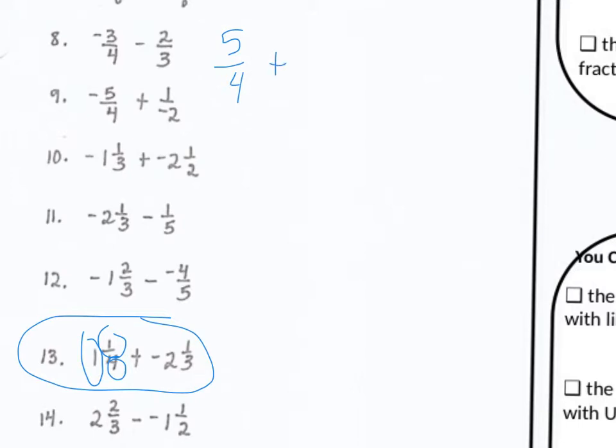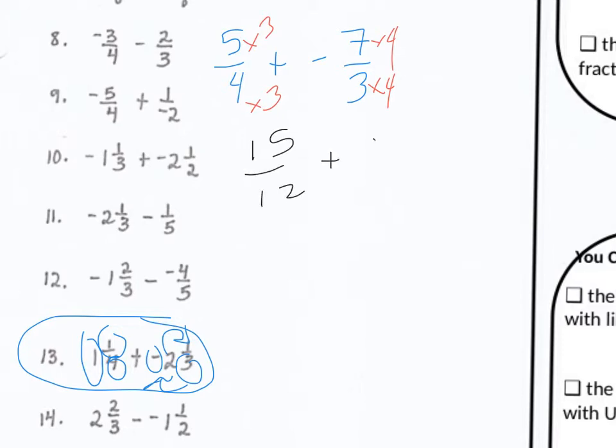I'm going to add to that 3 times 2 plus 1. Don't worry about the negative right now. Leave that out. So that's going to be a negative. 3 times 2 is 6, plus 1 is 7. Okay, again, we'll deal with the negative later. Right now we do not have common denominators. We'll need them. So the common denominator in this situation will be 12. So multiply by 3, then multiply by 4, and I get 15 over 12 plus a negative 28 over 12.